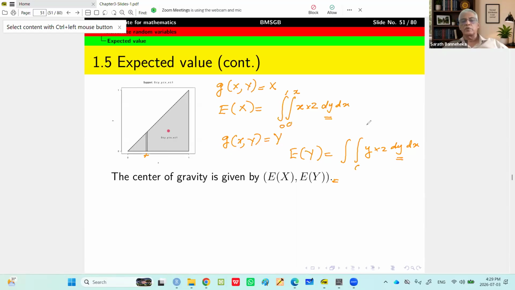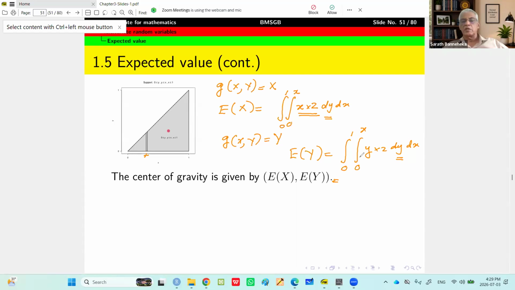So y will be going from 0 to x, but x will be going from 0 to 1. Right. So these are the two expressions I have to integrate. But here you can see that when you are integrating first with respect to y, this thing will be regarded as a constant. So you will have then 2 times x times y, and then you put the limits and then integrate with respect to x.